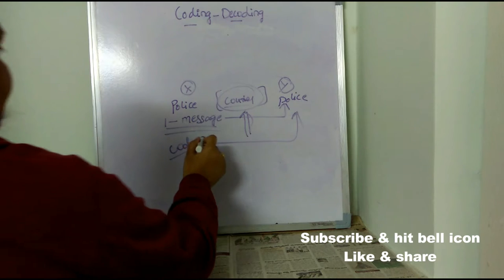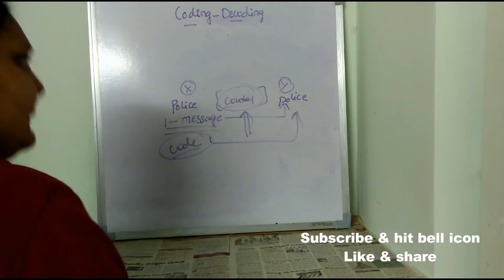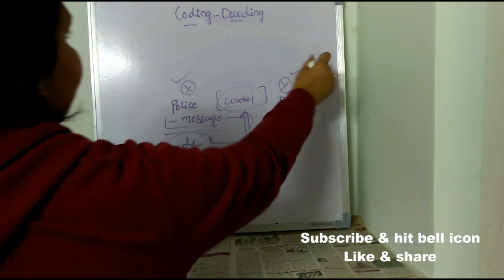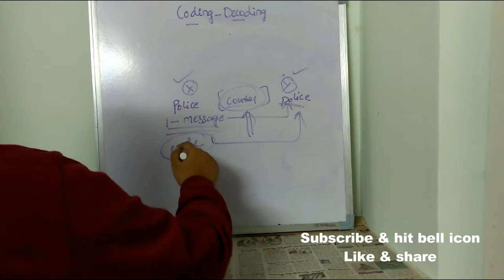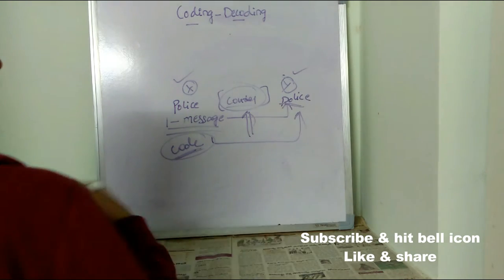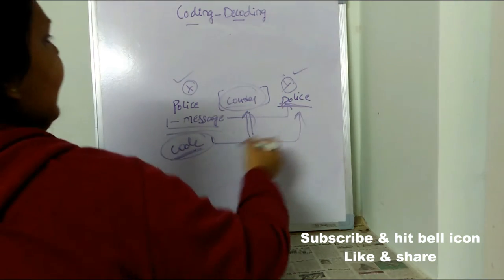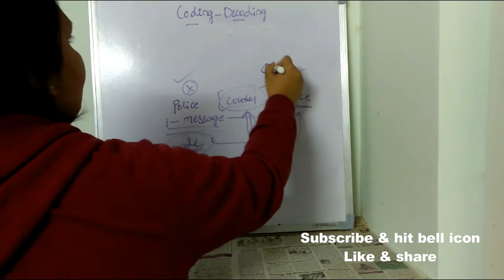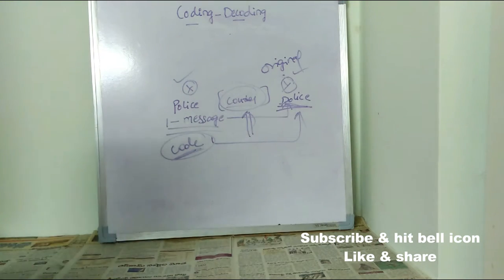The original code will only be known by X and Y. We will encrypt the message, and once the message reaches the second police, he will decode it, and after decoding he will get the original message. The advantage of coding and decoding is that you can maintain confidentiality.